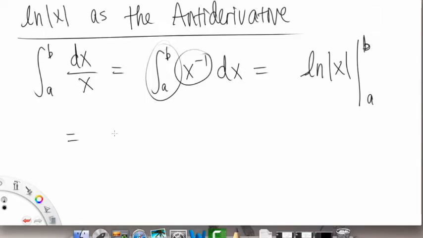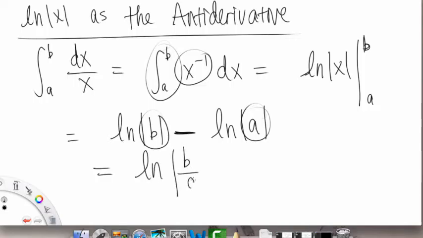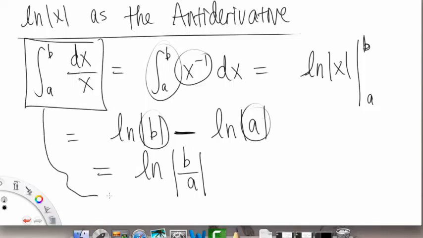So we're going to get that this is equal to ln of the absolute value of b minus ln of the absolute value of a. According to the properties of logarithms, we can actually combine these because of the minus sign in between, so this becomes ln of b over a. And that's basically it. It's just saying when we start with something like this, it's going to equal this as the final answer.